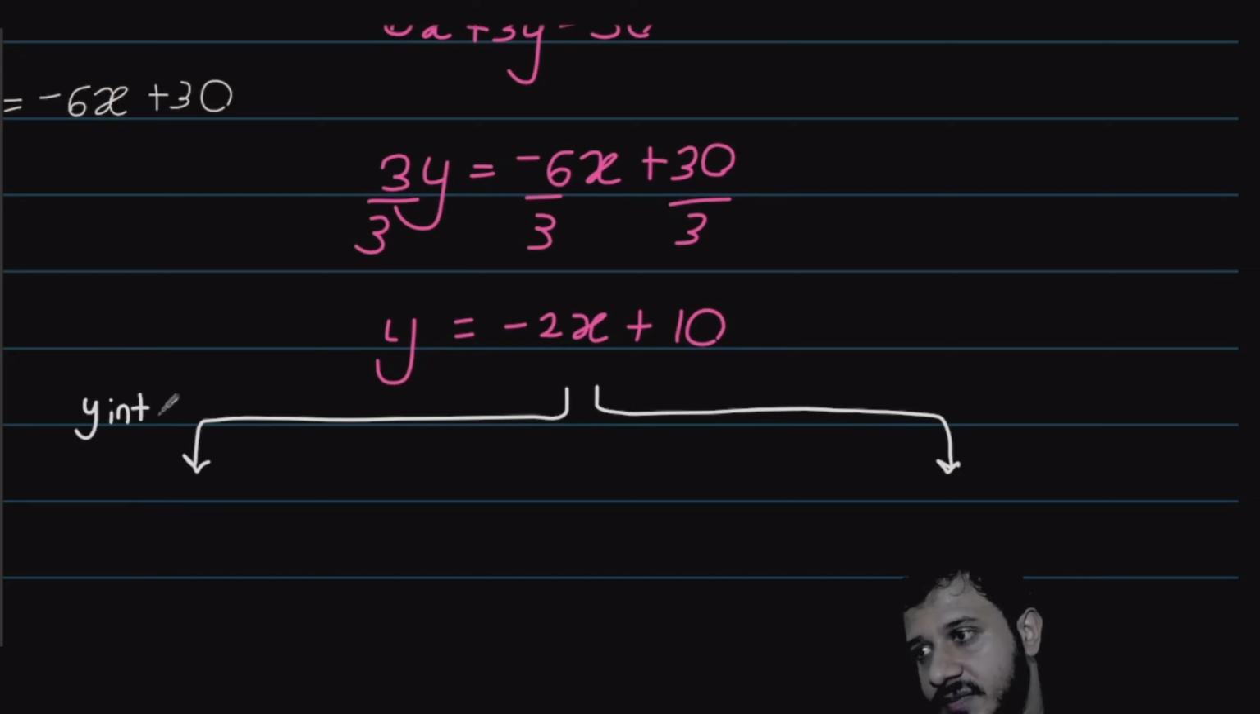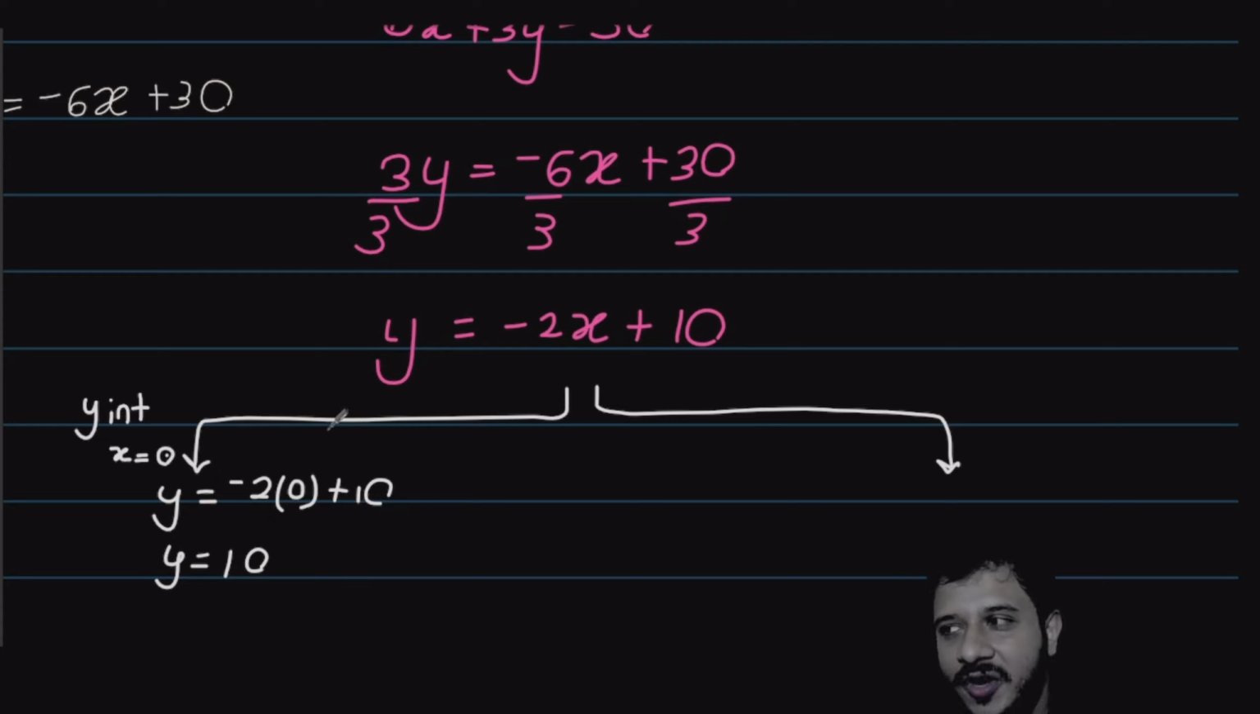Y-intercept. I know at the y-intercept, x equals 0. Y is equal to negative 2 times 0 plus 10, which is just 10. We already know when we look at it, it's a 10, but we just write it down for the sake of getting the marks, because at the end of the day, writing these things gets some marks. X value is 0, y value is 10.